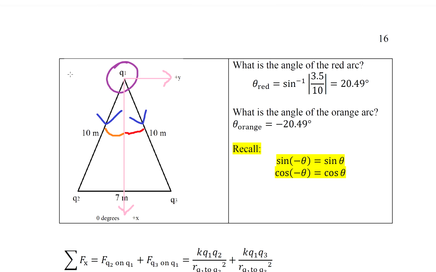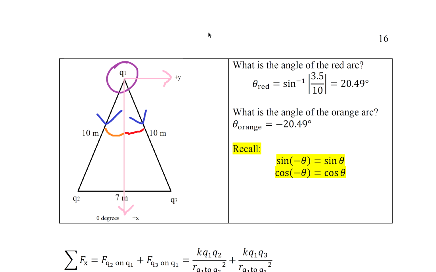So, remember, circle the object like I did in purple, label the forces like I did in blue, put an X and Y axis like I did in pink, and then use the equation. So right now I want to find the angle of this red arc. It's 20.49 degrees. And then what's the angle of the orange arc? It's negative 20.49 degrees.